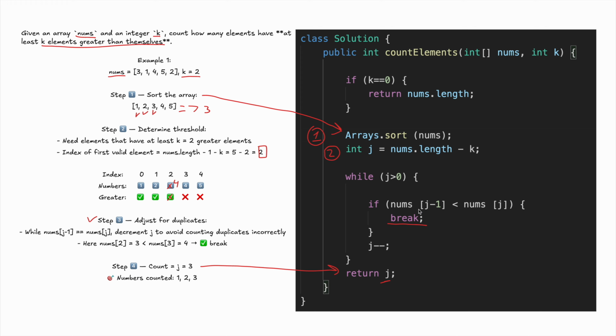In the first loop, this if will be true because nums[j minus 1] is less than nums[j], and we are breaking and returning the value of j here.